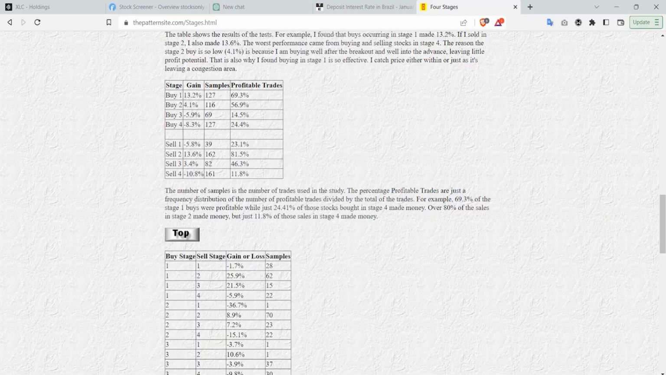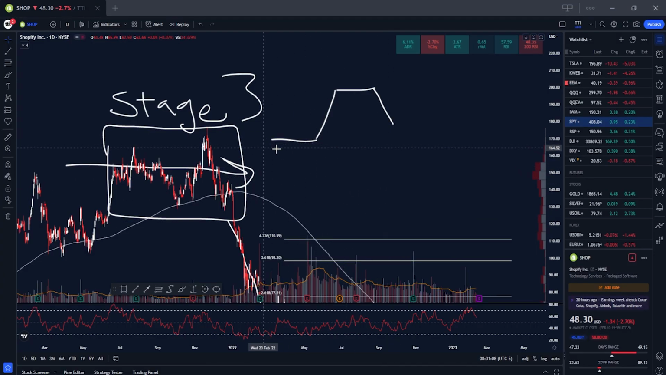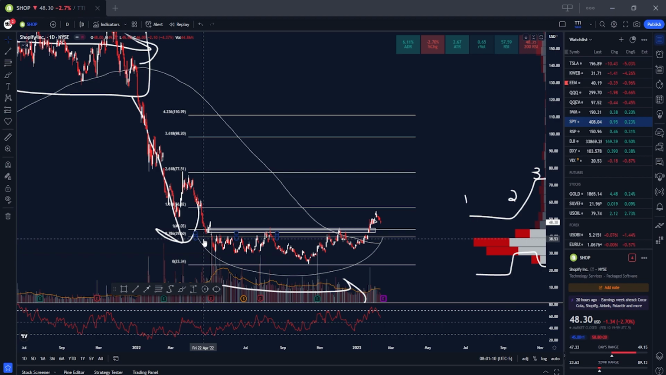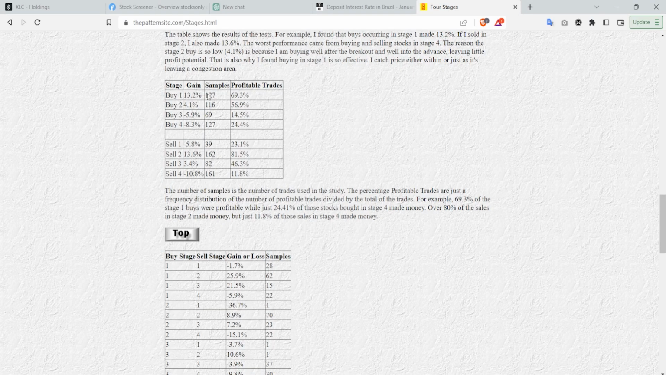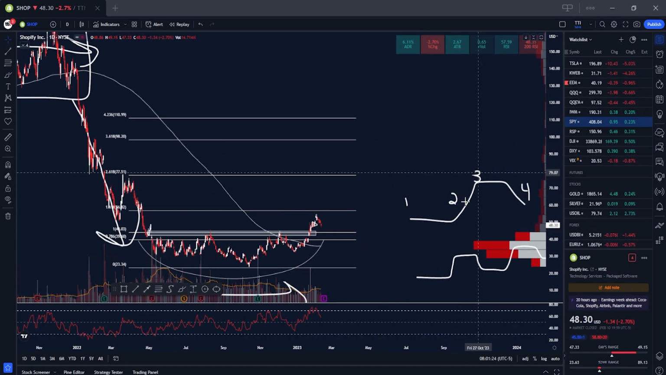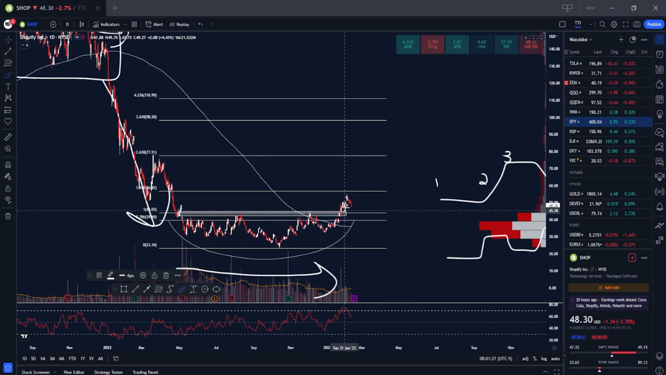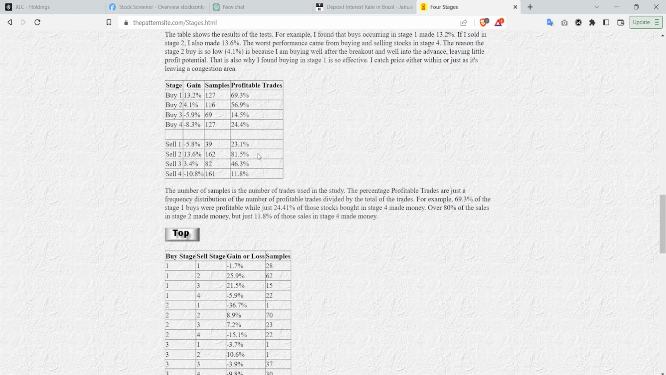If you are buying stage 1, once again, stage 1 is this accumulation pattern, right? These horizontal channels that take sometimes up to a year to develop. If you're buying that breakout, 69.3% of the time you are going to be in a profitable trade. And if you sell in stage 2, which is your markup period, that's the stage 2 breakout, right? This markup period is generally categorized by higher highs, something like this. He says that 81.5% of the time it turns into a profitable trade. So if you're buying stage 1 and you're selling stage 2, that is de facto the best type of opportunity you can get when you're trading this type of concept.